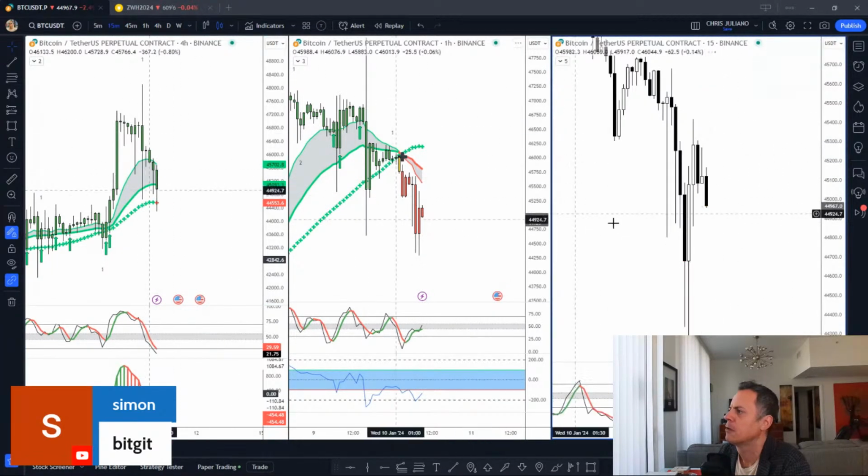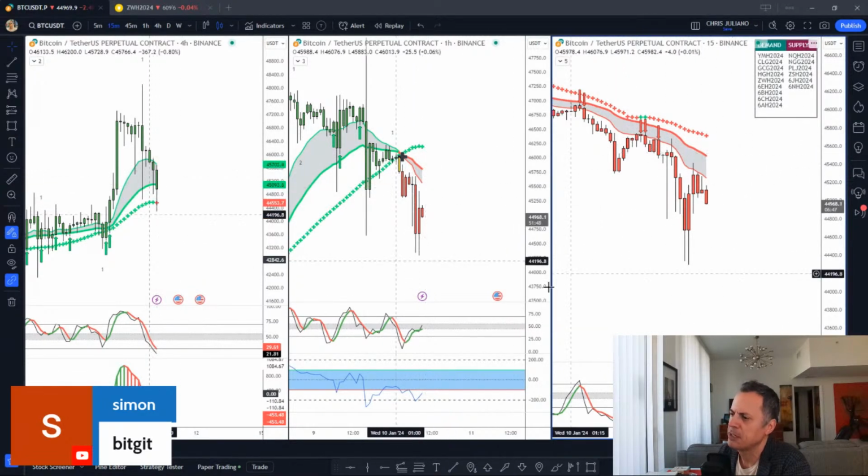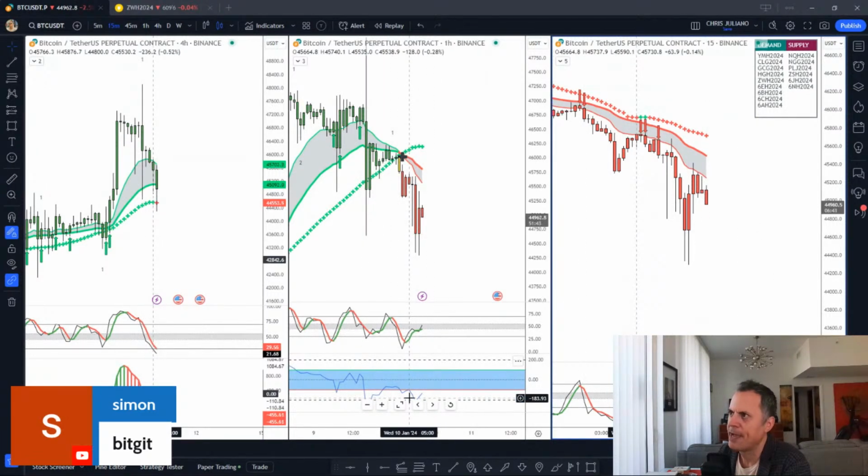Yeah. So 15-minute chart down. Great. Full downtrend on the 15-minute. Beautiful momentum to the downside on that 1 hour chart. Great way to read the chart.